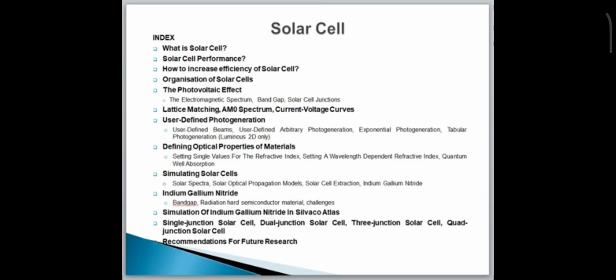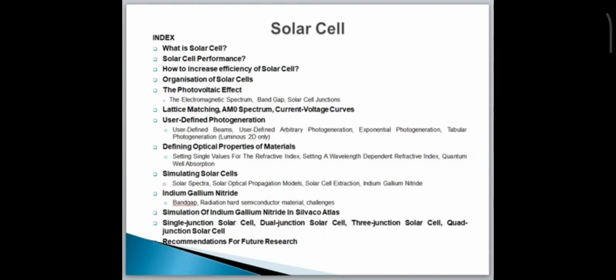For example, band gap of the material. The most important property of the indium gallium nitride material is that it is a radiation hard semiconductor material. Next, we will discuss the challenges you will face to use indium gallium nitride material in Silvaco TCAD tool. Next, we will discuss how to simulate indium gallium nitride material in Silvaco TCAD.